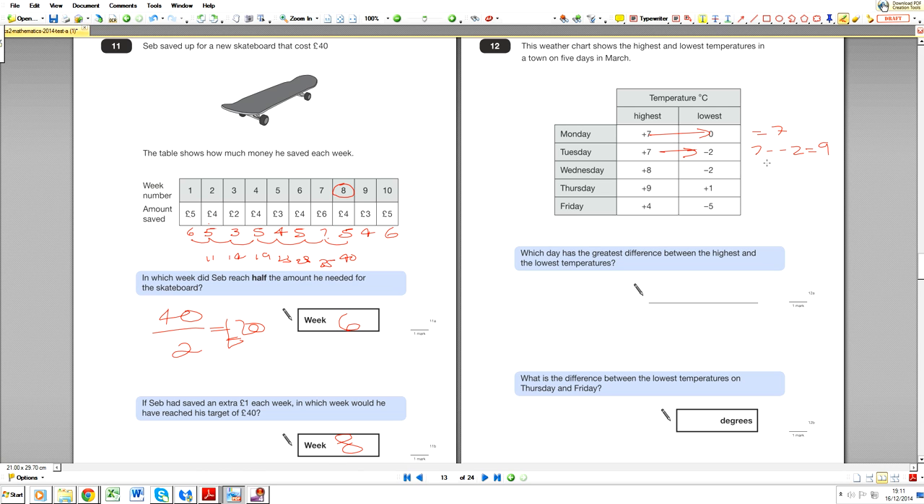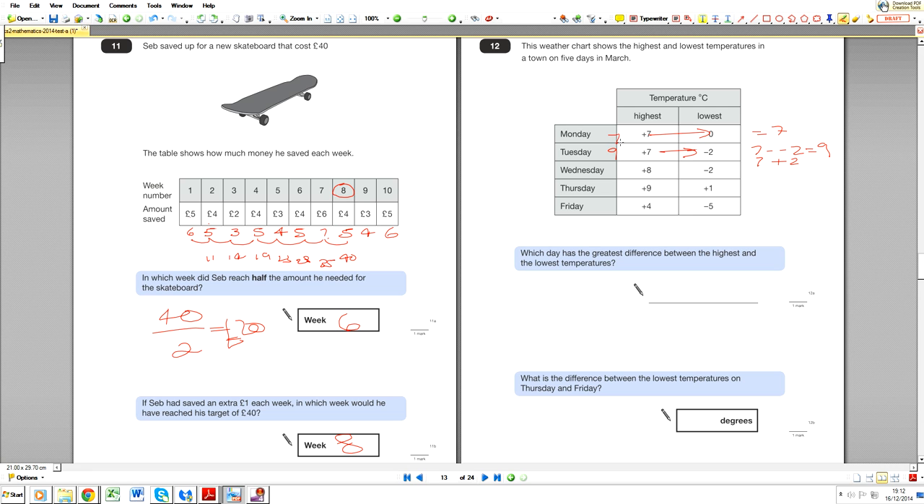Why is it 9, Zainab? Because the two minuses, when they are next to each other, become a plus. Okay, focus. 7 minus minus 2 becomes 7 add 2, so that's why it becomes 9. So this one has a difference of 9.